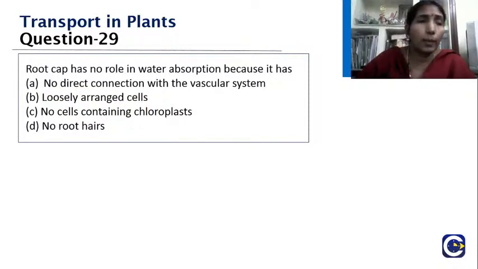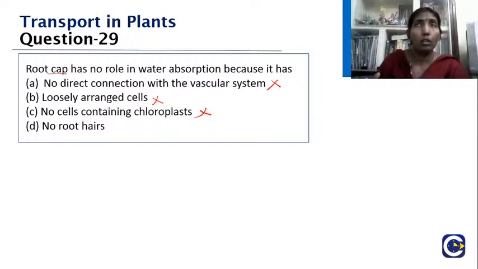Next, coming to another question: the root cap has no role in water absorption because it has no direct connection with the vascular system, loosely arranged cells, no cells containing chloroplast, no root hairs. The root cap is one of the structures that is enclosing the root. But what is missing there? For absorption of water, we need what is called the root hair. Since the root cap is devoid of root hair, it will have no role in water absorption.